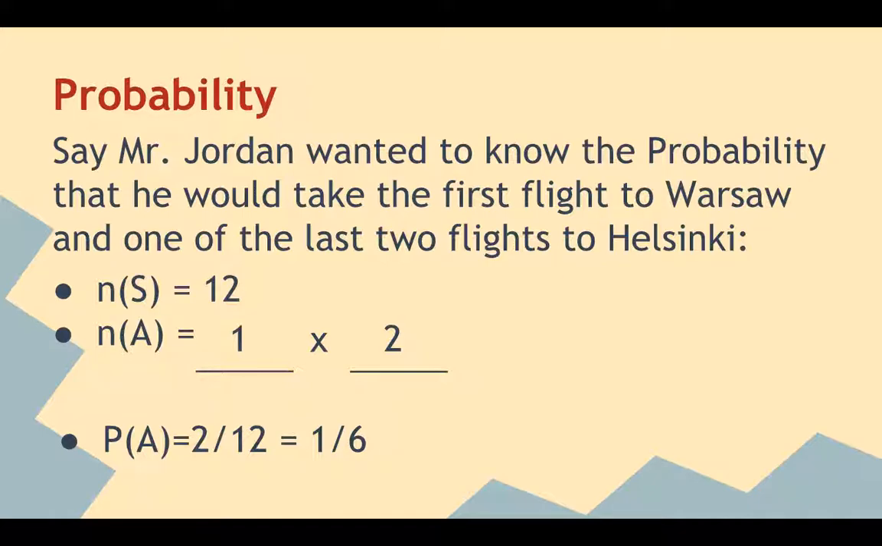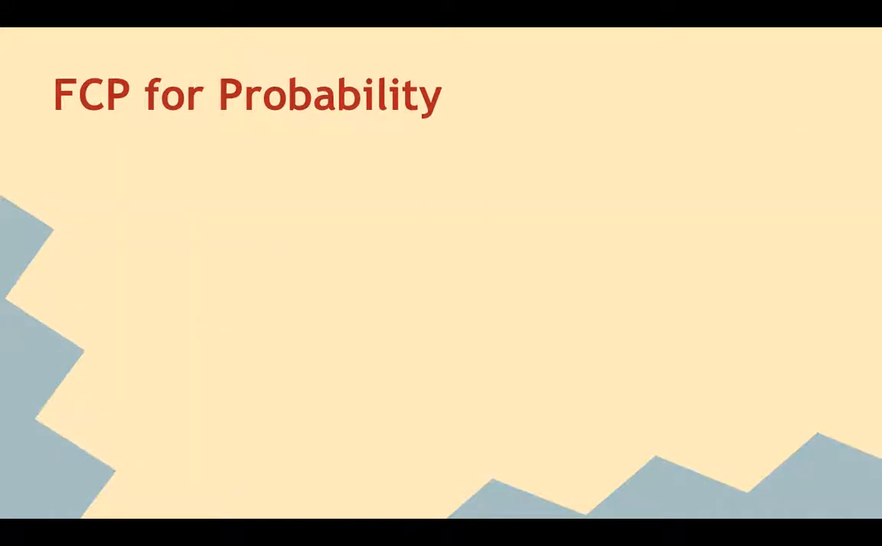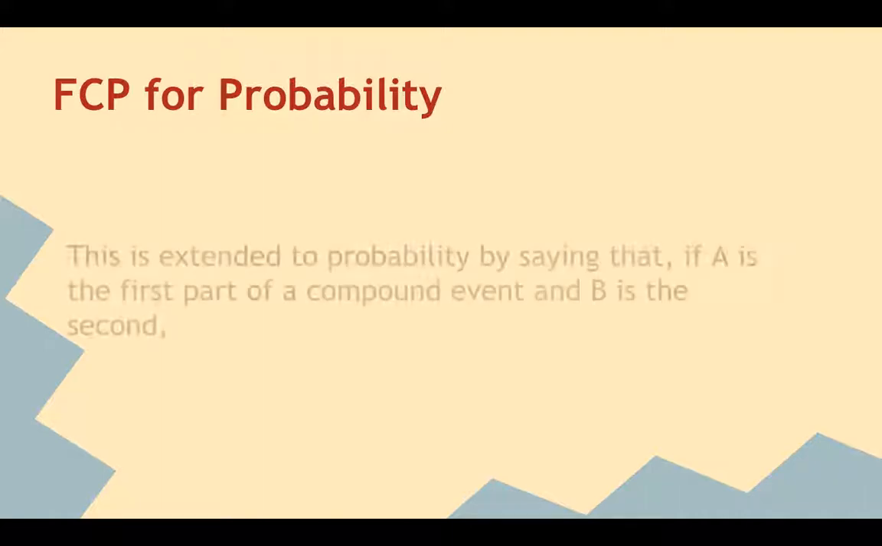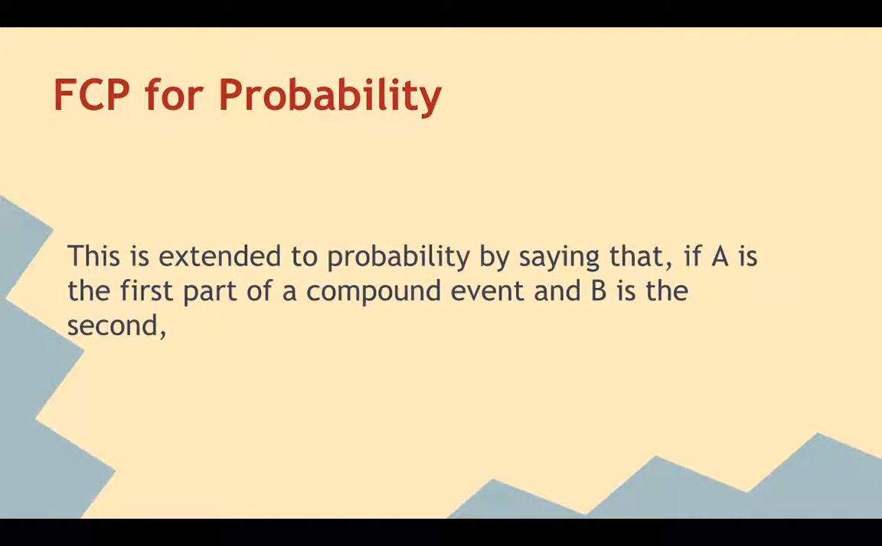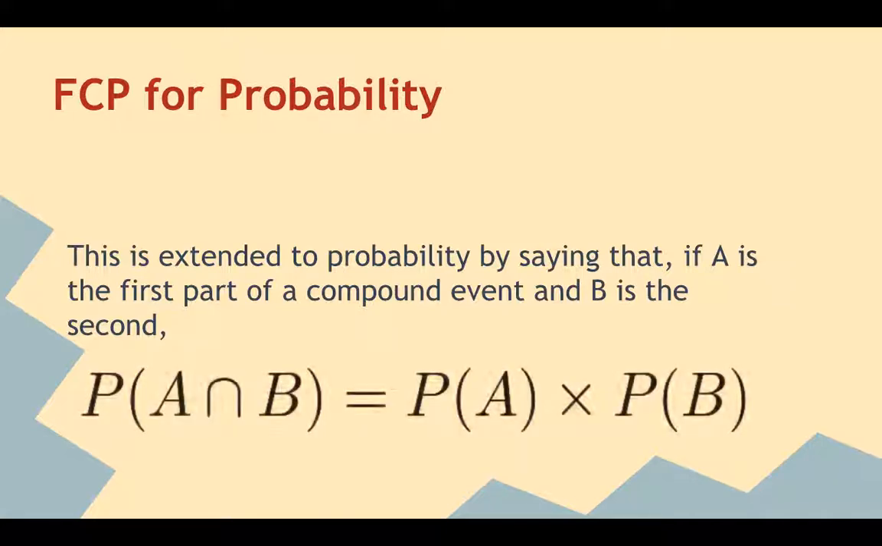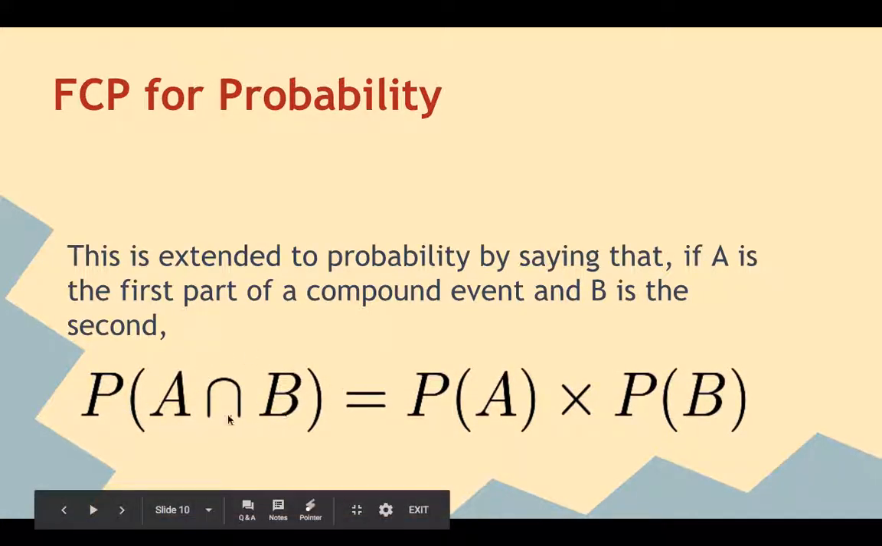What we're going to do in a minute is introduce another one, and we'll do the same question, but we're going to have A and B in there. So the fundamental counting principle, that idea of multiplying for probability, is just extended. If we said the first part of the compound event is A and the second is B, we could say that the probability of A and B, the intersection of A and B, like doing both of them, is the probability of A times the probability of B.